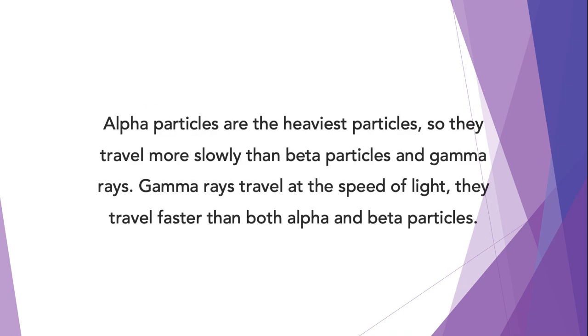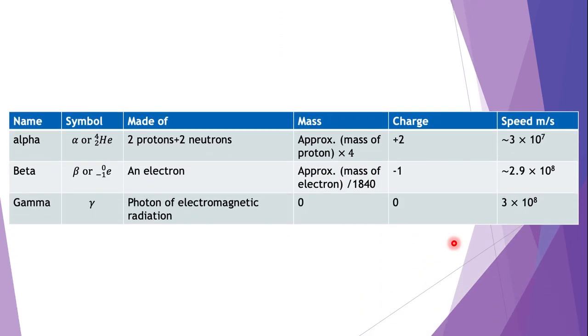So alpha particles are the heaviest particles, so they travel more slowly than beta particles and gamma rays. Gamma rays travel at the speed of light, so gamma rays travel faster than both alpha and beta particles. So it's kind of like an order: alpha, beta, and gamma. Alpha is the slowest, beta is faster than alpha, and gamma rays are the fastest of all.